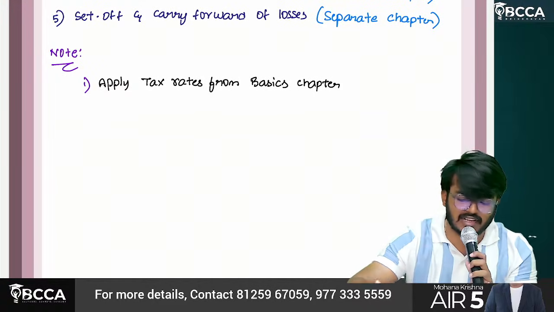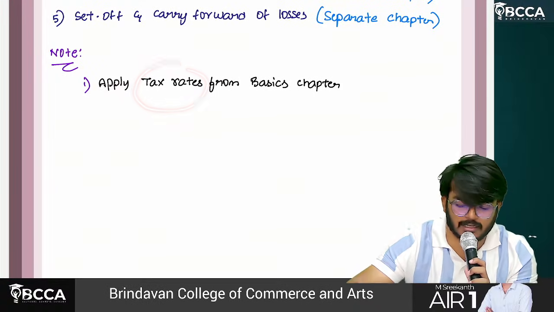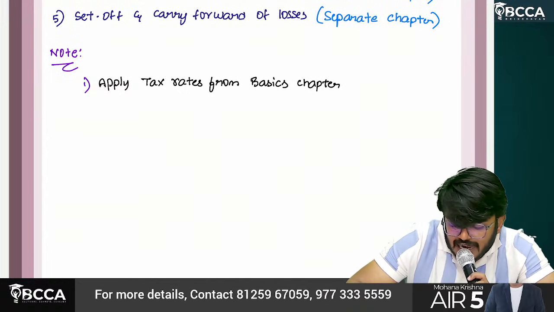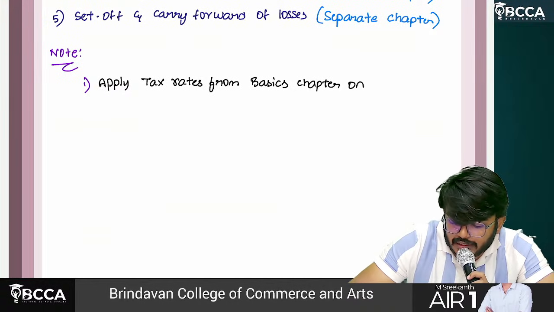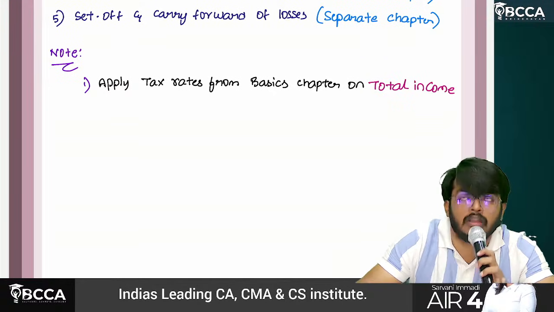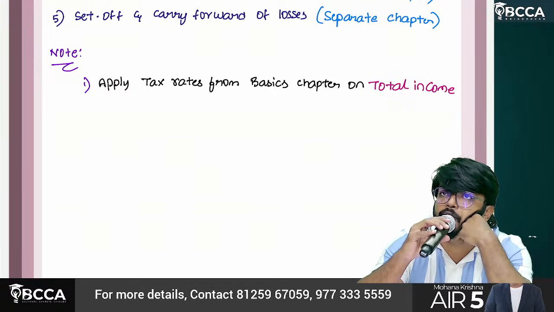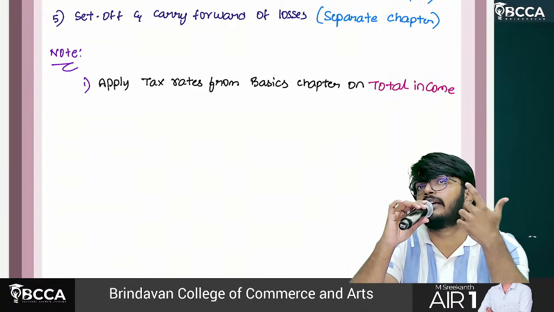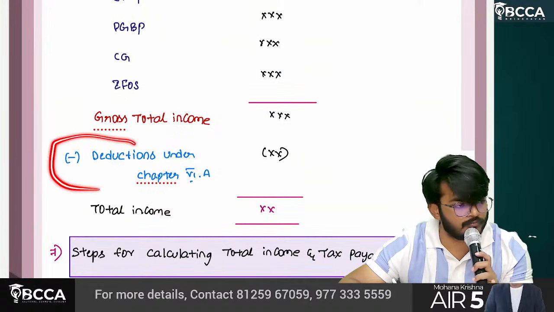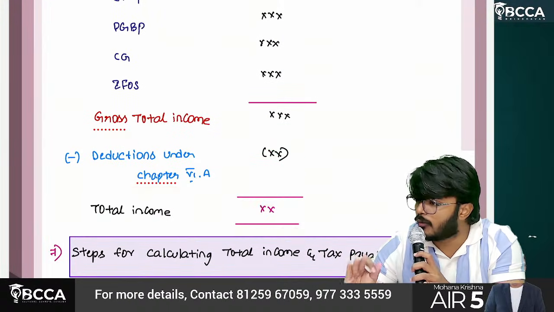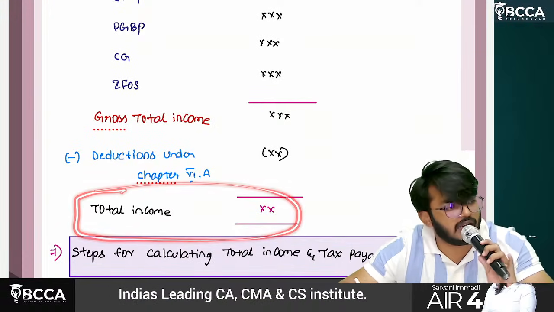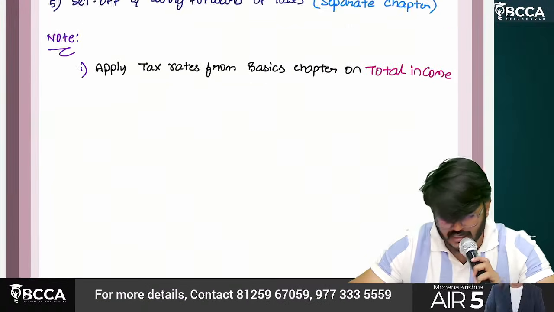I will explain these tax rates. Whatever tax rates we will learn from the basics chapter, we have to apply these tax rates on total income. Total income means after deducting chapter 6A deductions. This is the income I am talking about. Whatever tax rates I explain, I have to calculate on total income. Okay, fine. So next, apply tax rates.